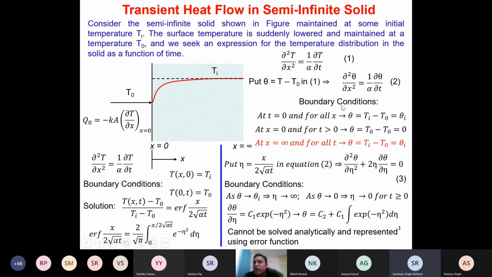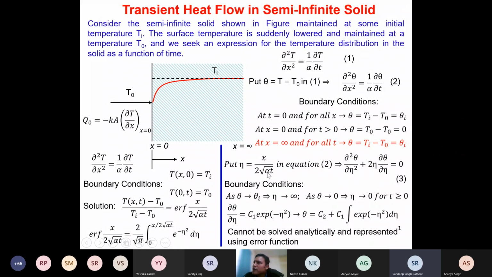For that we need to non-dimensionalize the variables x and t. So let us non-dimensionalize x by using another dummy variable. Let's say we have taken this dummy variable eta. This eta is given as x divided by 2 under root alpha t.